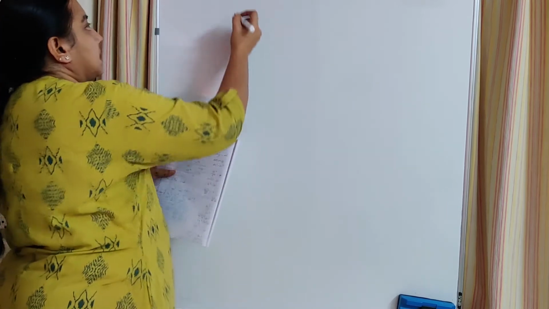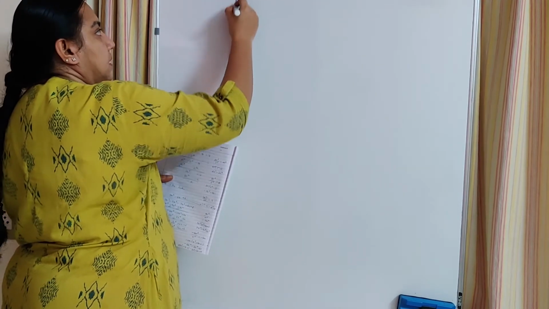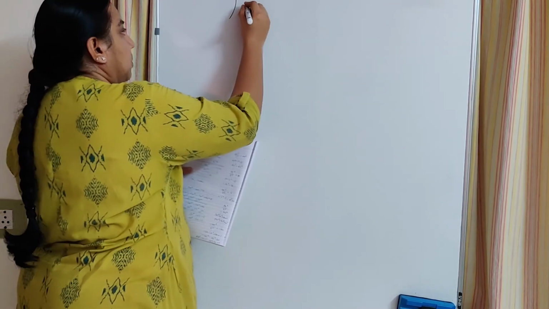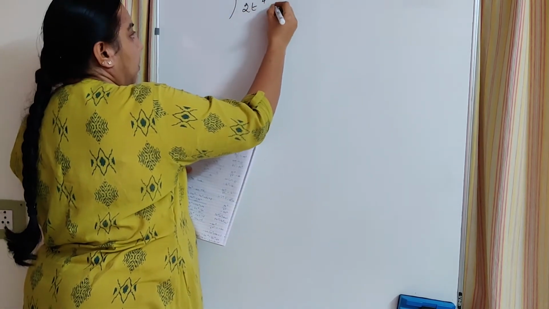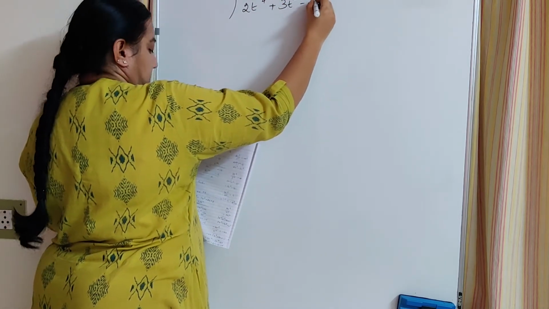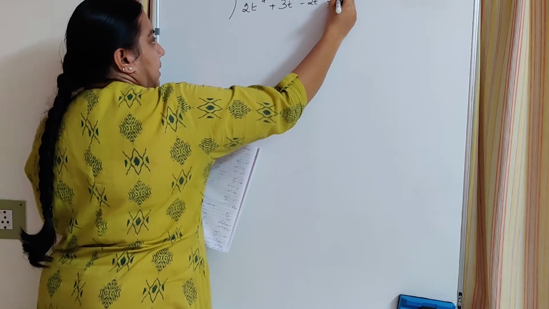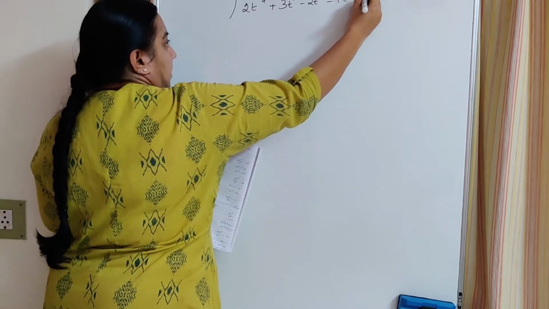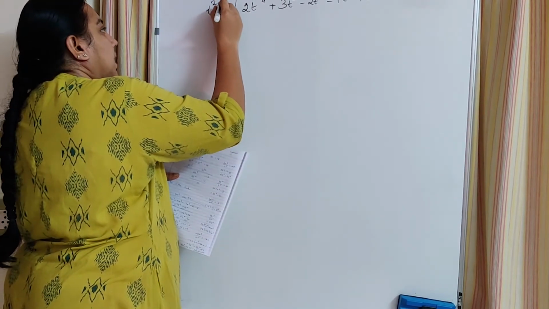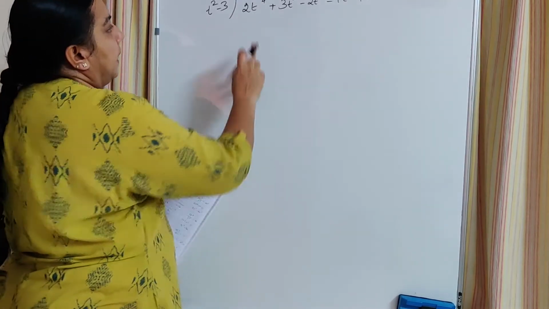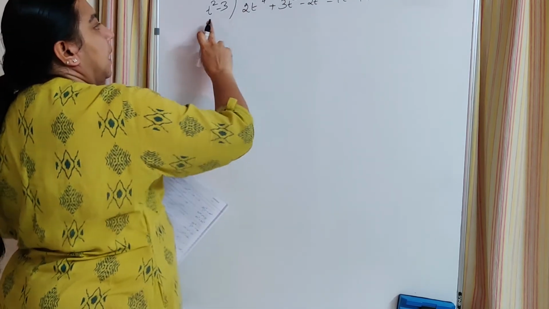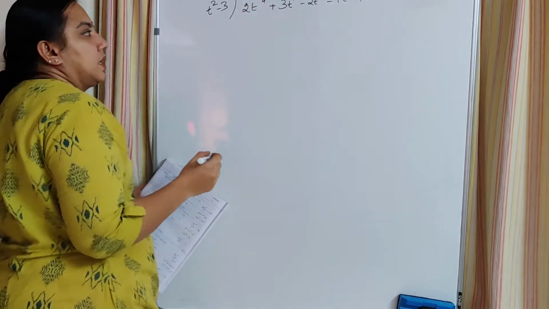The given expression, I write it directly as a division. Instead of writing it as p of x, I write it directly: 2t power 4 plus 3t cube minus 2t square minus 9t minus 12, divided by t square minus 3. Again, all the terms are in descending order, so no problem in it. And this also is in descending order.